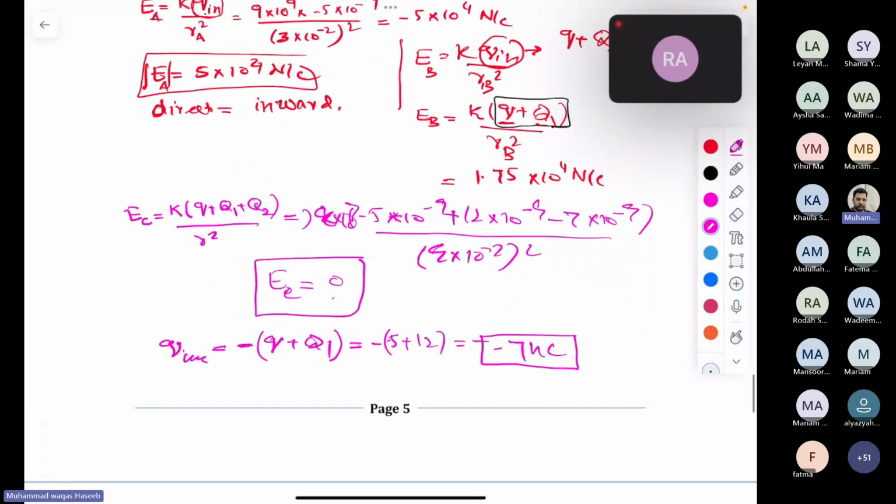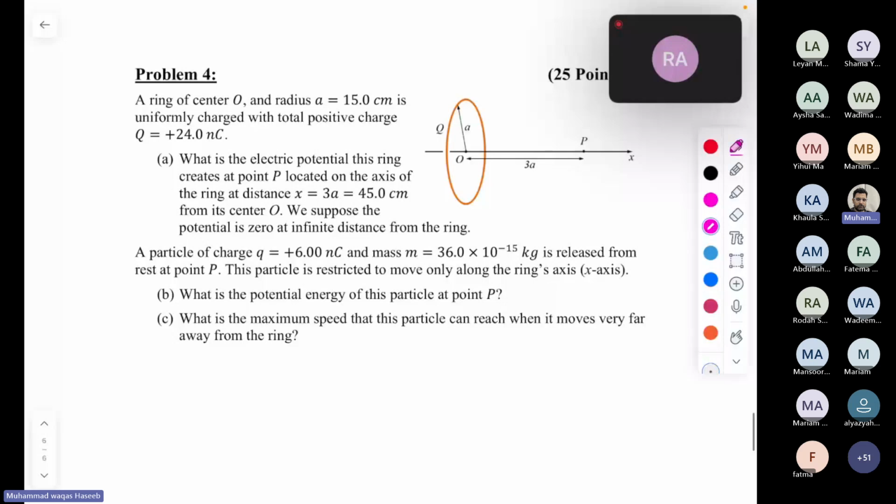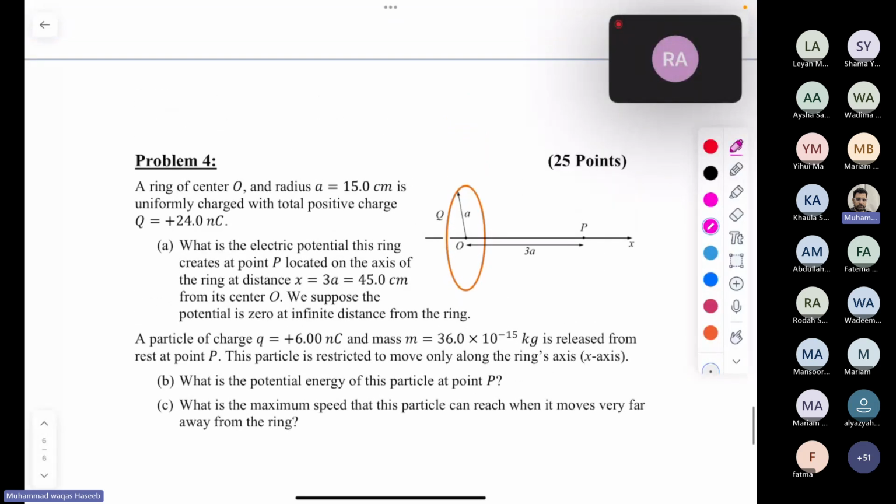Are we running out of time? I think. Yeah. So we have last question of this midterm. So now move it fast.